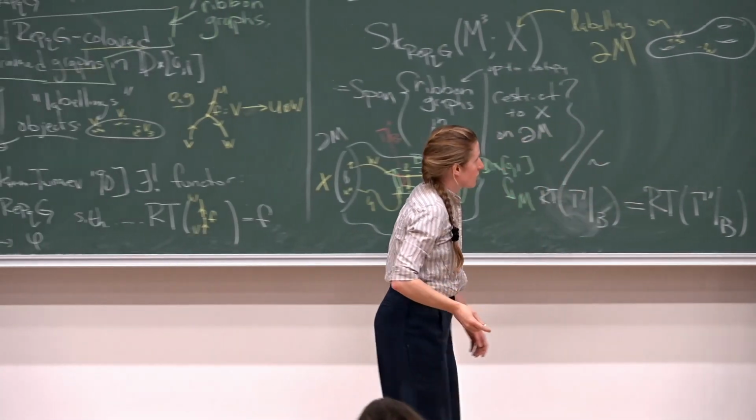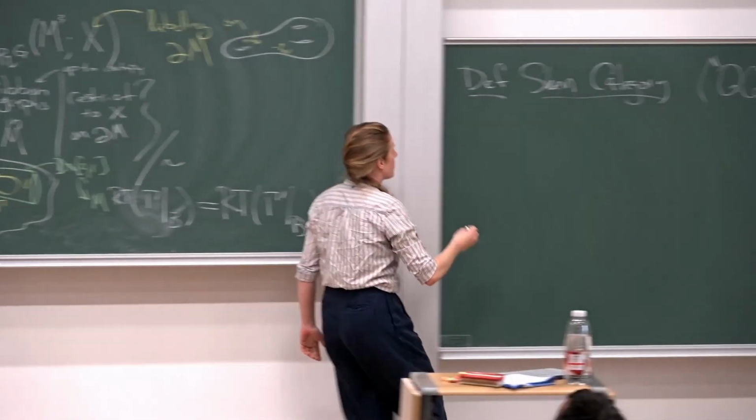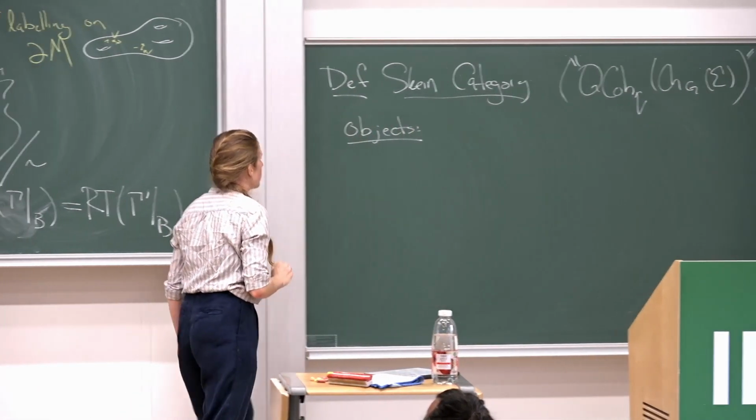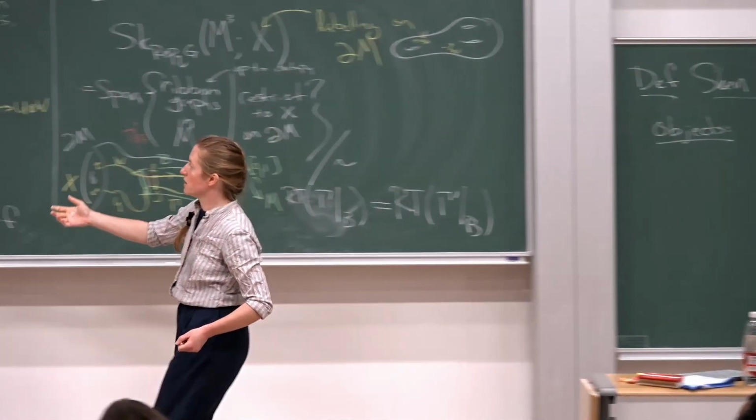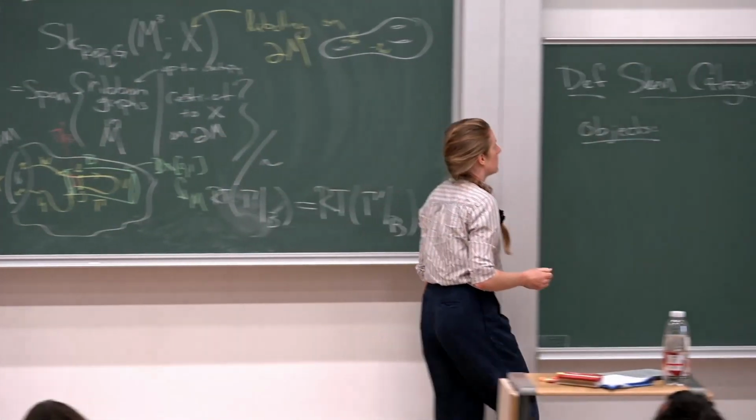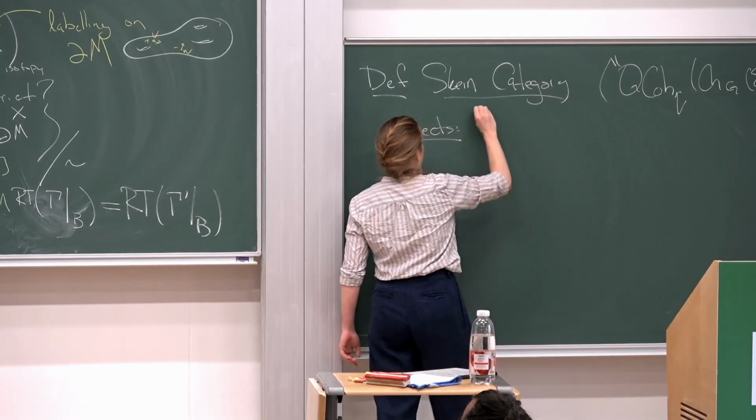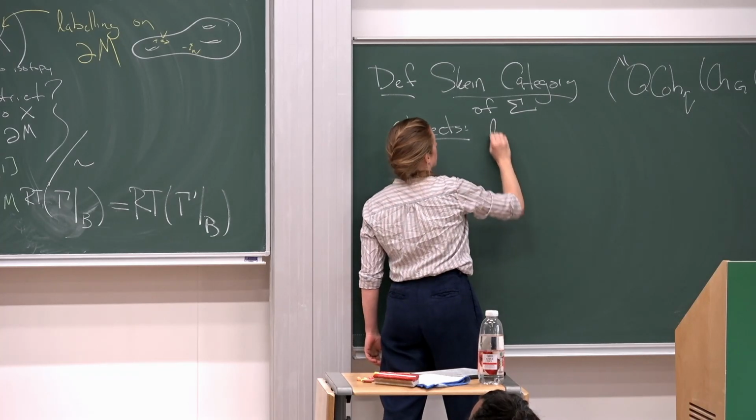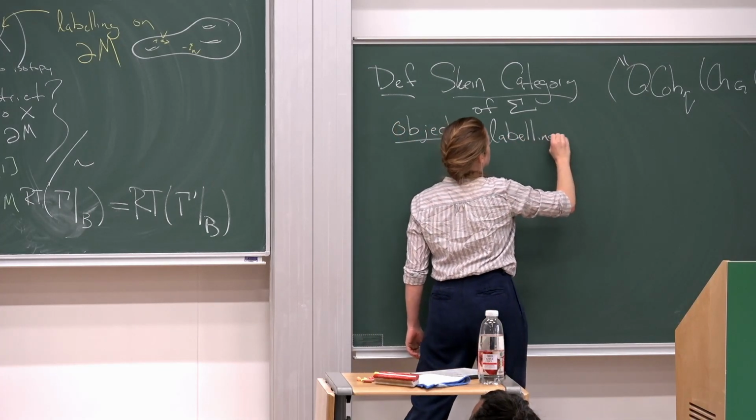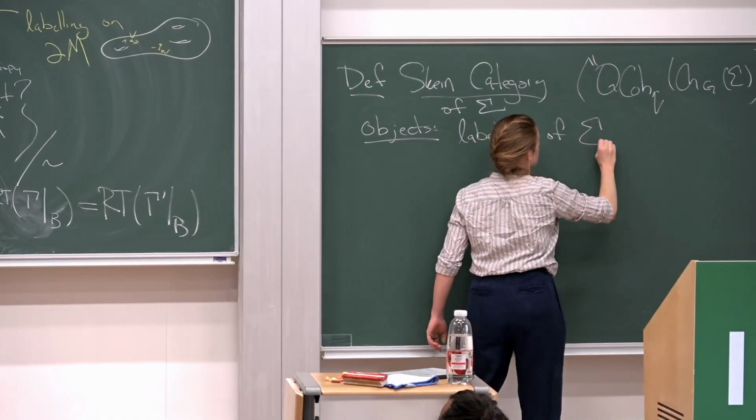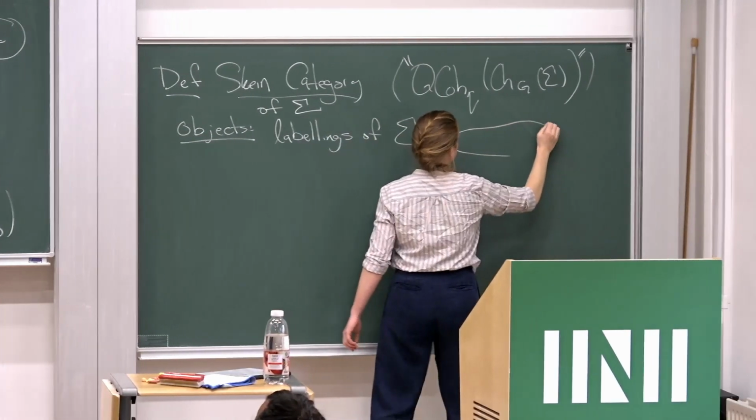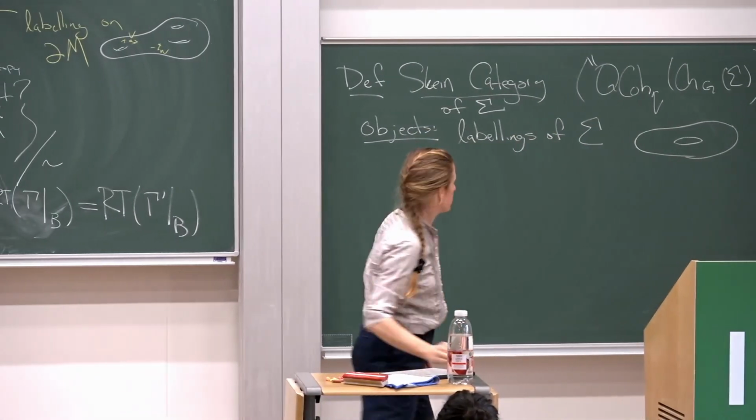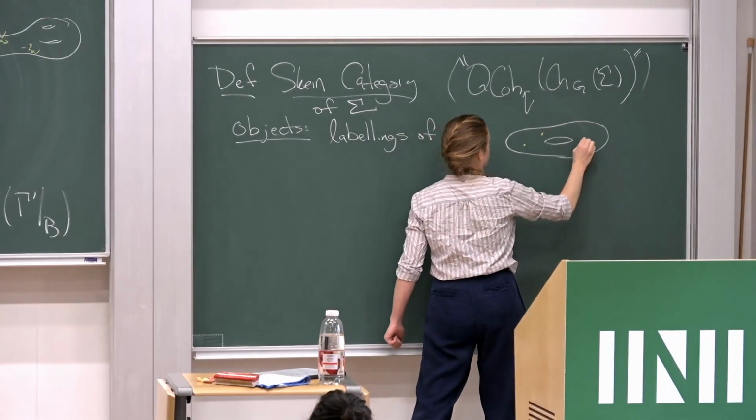Okay, so it's going to be a category. What are the objects going to be? Well, I already have some objects I've been dealing with here, these labelings. So my skein category, I'll say of some fixed surface sigma, my objects are going to be labelings of sigma. So say sigma is just an annulus here. So again, something like that.